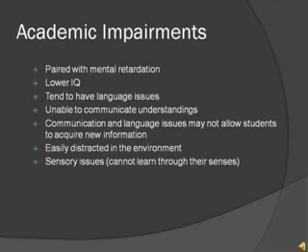Academic impairments. These are some of the academic things you may notice about your students with autism. They can be paired with mental retardation. They tend to have lower IQs, tend to have language issues, and are unable to communicate understandings. Communication and language issues may not allow students to acquire new information. They are easily distracted in their environment and have sensory issues, which means they cannot learn through their senses.